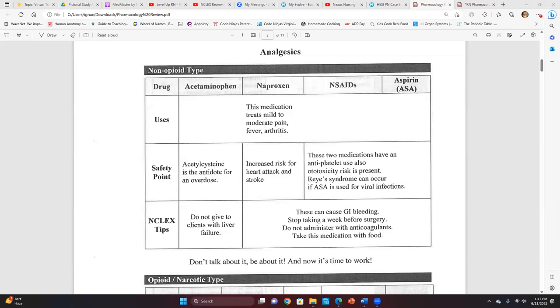Okay, that's going to be one of the first things that should pop into your mind. Maybe the scenario is the patient has taken a whole bottle of acetaminophen. We know that the antidote is going to be acetylcysteine. If the patient has an overdose of acetaminophen, the antidote is acetylcysteine.